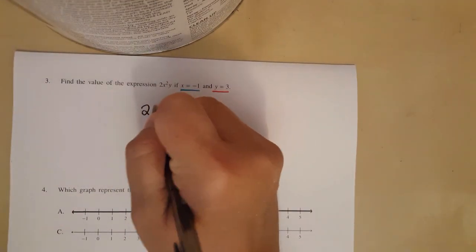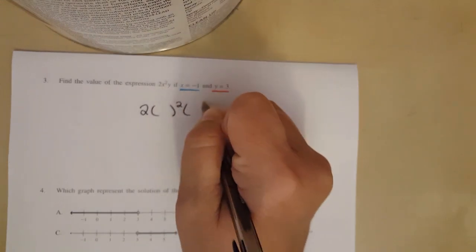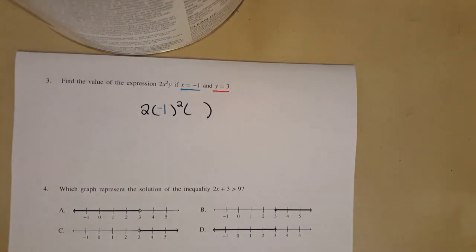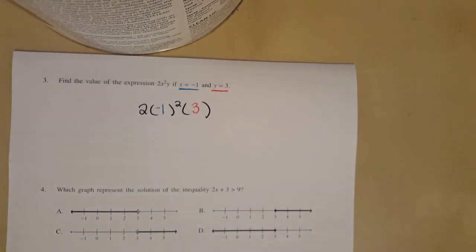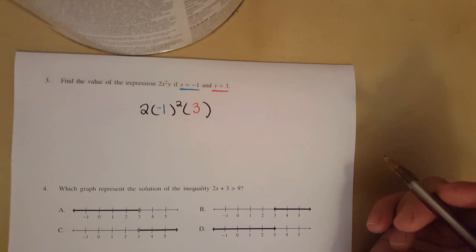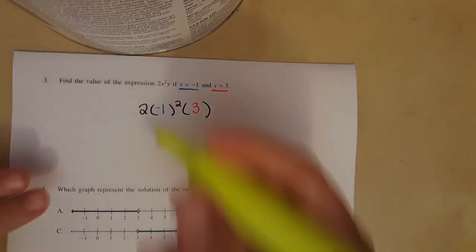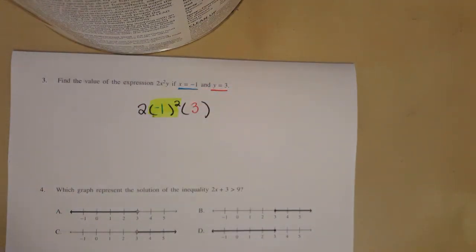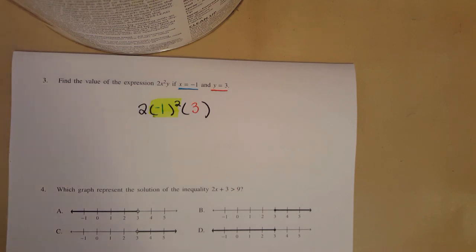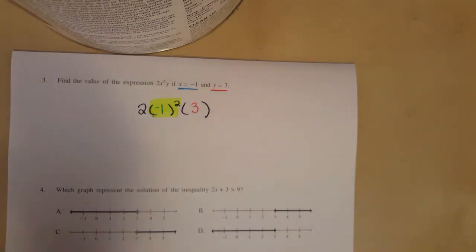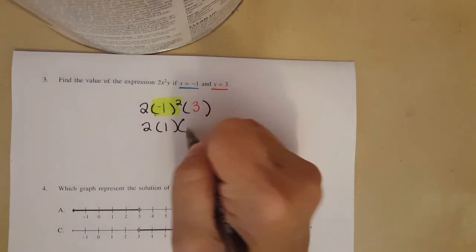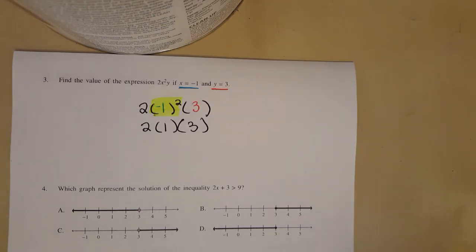So I have 2 times whatever x is squared times y. And again, we said x is going to be -1 and y is going to be +3. Now, in order to simplify this, we need to follow our order of operations. So order of operations tells us we need to look at our exponent first. So right here, I have negative 1 to the second power. Since the negative 1 is in the parentheses, that means negative 1 times negative 1. Well, negative times a negative gives us a positive. Negative 1 times negative 1 is positive 1. Everything else I kept the same.